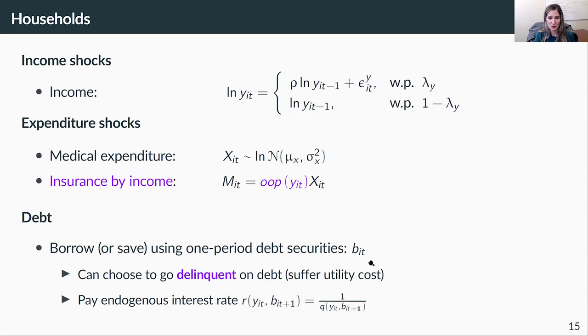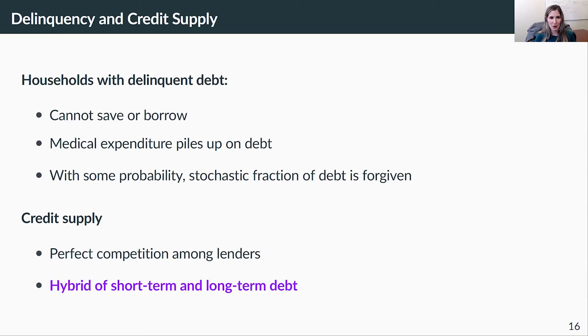Now, how is delinquency and credit supply going to work in this model? So households can go delinquent, and what that looks like in our model is you stop making payments on your debt. In contrast to other models, when you default this way, your debt does not disappear. It sticks around, which is more realistically what delinquency actually looks like for a lot of households. When our households go delinquent, they're not going to save or borrow. They're just going to be stuck with this amount of debt. And if they have bad luck and medical expenditures occur, they're going to continue to pile up on that debt. So that debt can continue to grow even when you're delinquent as a result of medical bills.